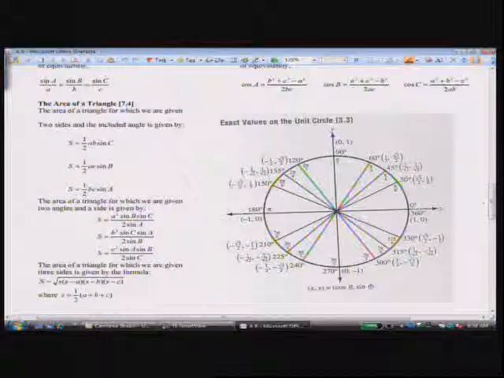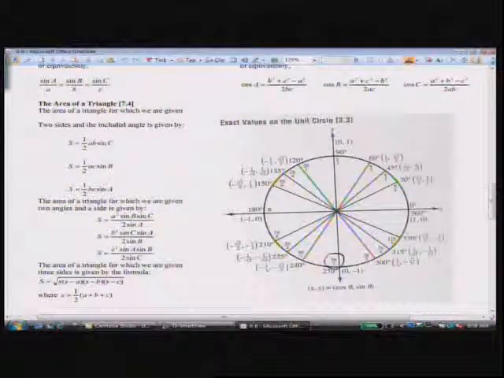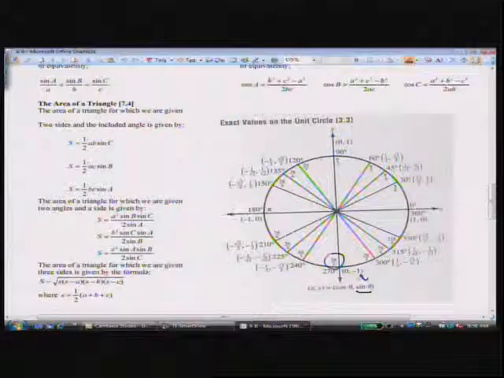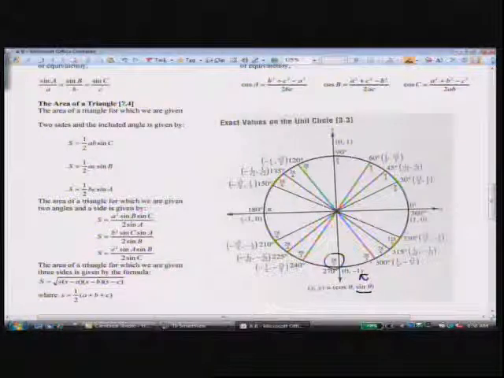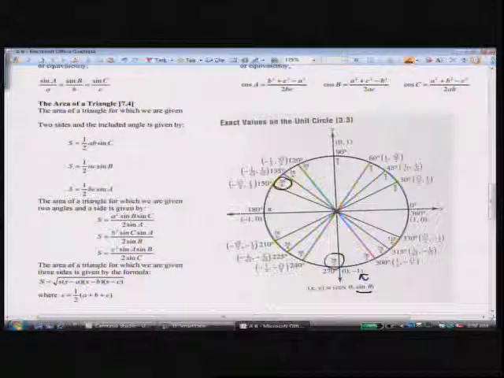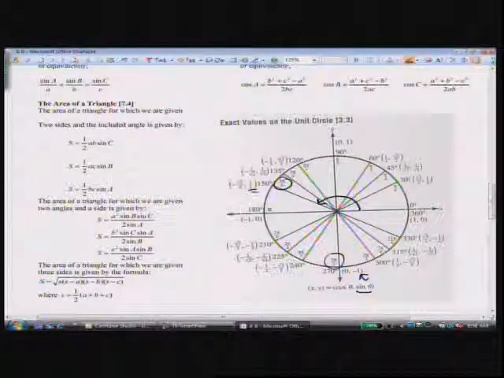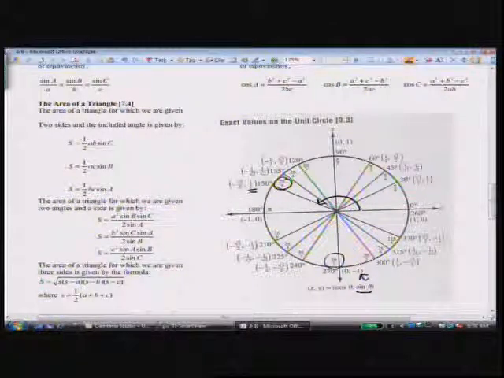And if you were looking for the sine of 3 pi over 2, you see 3 pi over 2 is right here. The sine is the y coordinate. So the sine of 3 pi over 2 is -1. And 5 pi over 6 is right here. That's the angle, 5 pi over 6. The sine of 5 pi over 6 is 1/2 because it's the y coordinate. Okay?